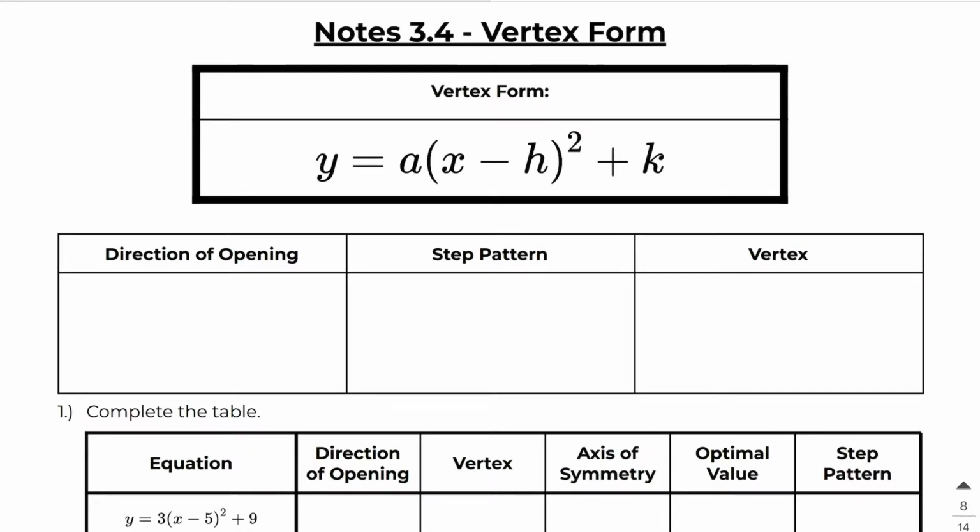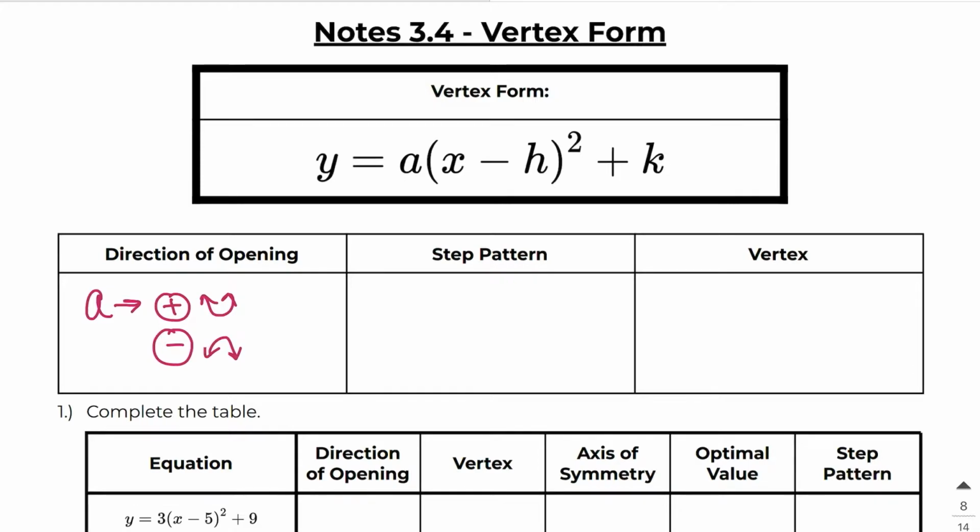So just a reminder that Vertex Form is going to look like this. These are all the different transformations that we have put together. The A value, just a reminder, tells us whether it's stretched or compressed, whether it looks taller or shorter, but it also tells us if we have a reflection over the x-axis. So the direction of the opening will come from the A value. If it is positive, it opens up. And if it is negative, it opens down.